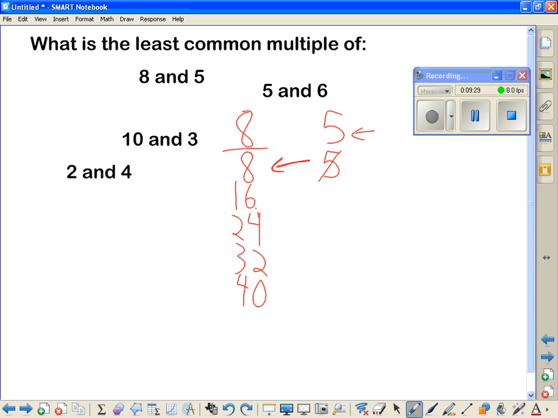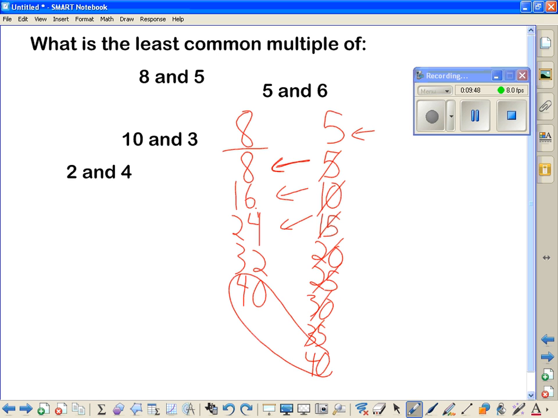No. 10, does this side have 10? No. 15, do you see 15? No. 20? No. 25? No. 30? No. 35? No. 40? Yes, there it is. So our LCM equals 40. And there you have it. That's about it.